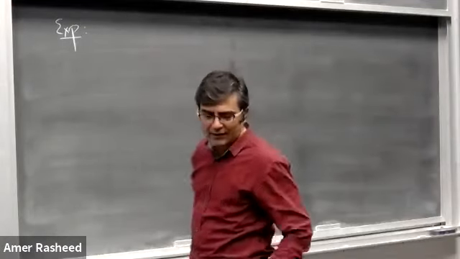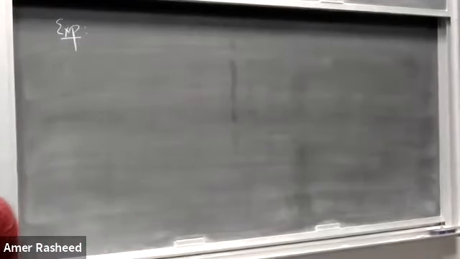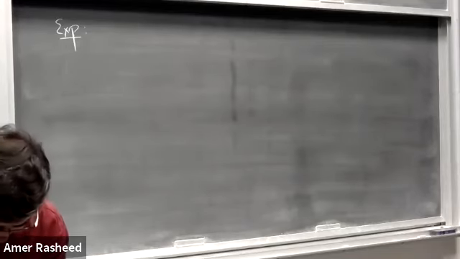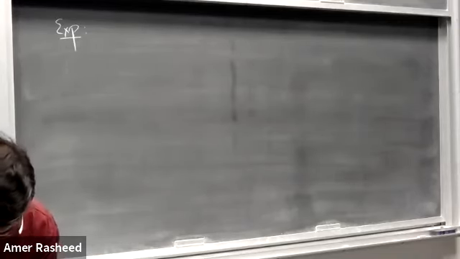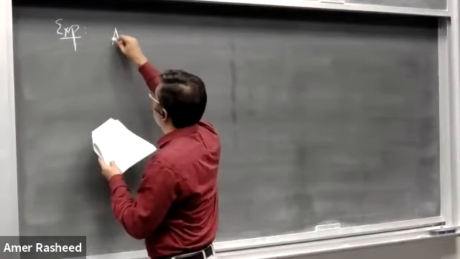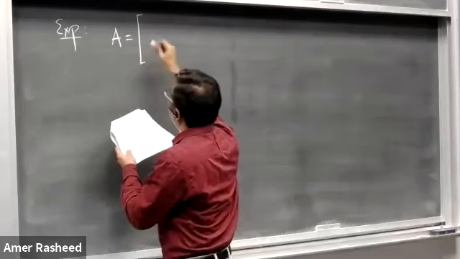Now, if you have a 4 cross 4 matrix and you have to find its determinant, it's a bit technical. Yes, let's have an example. Now, let me start with a 3 by 3 matrix. Then we'll do an example of a 4 cross 4 matrix as well.